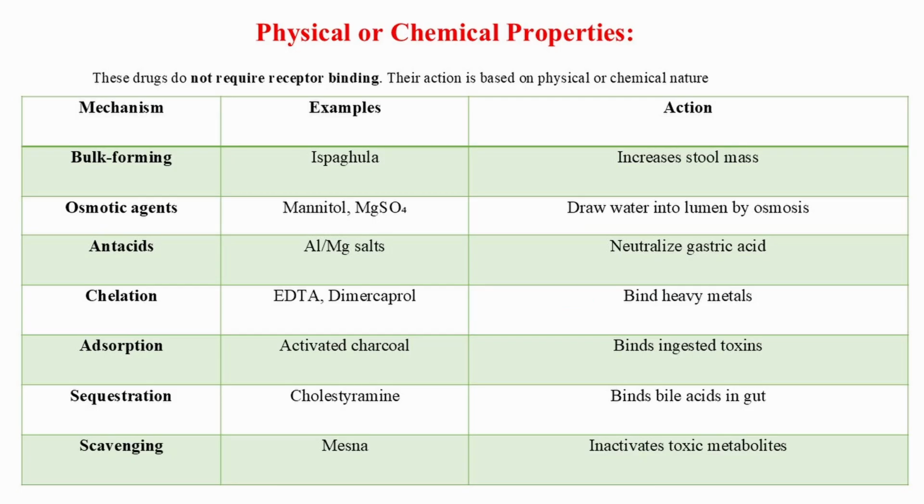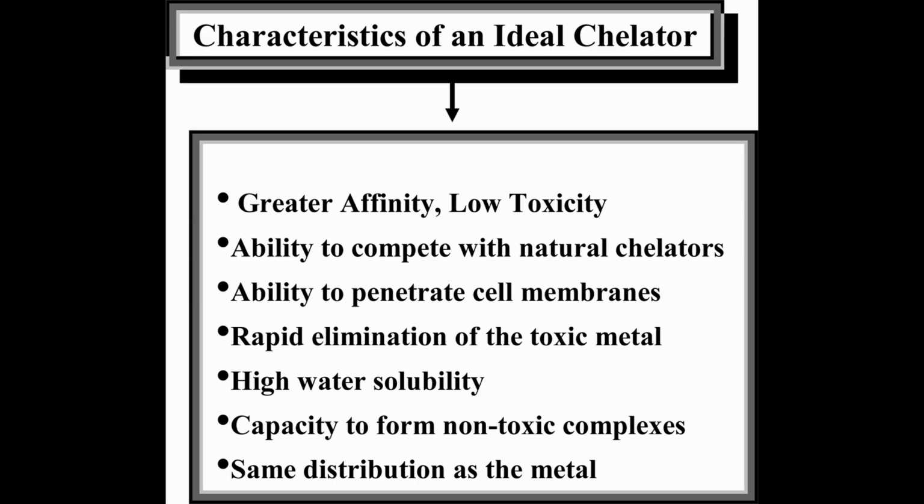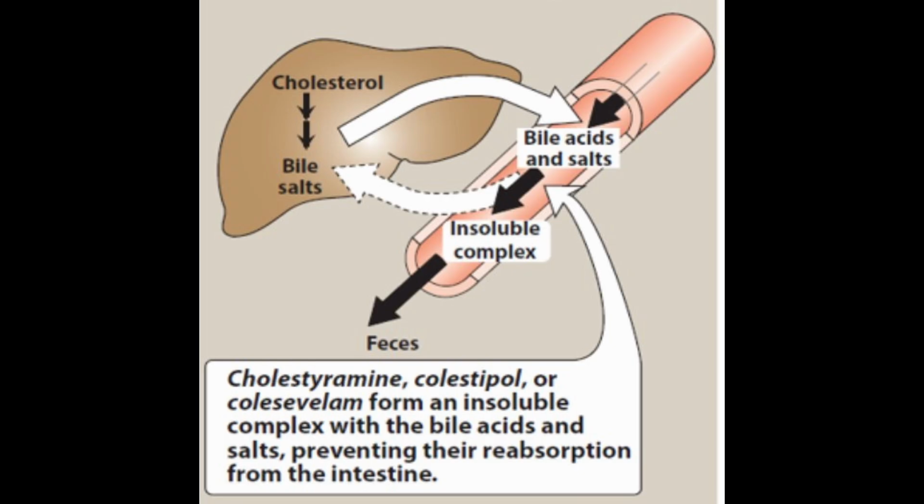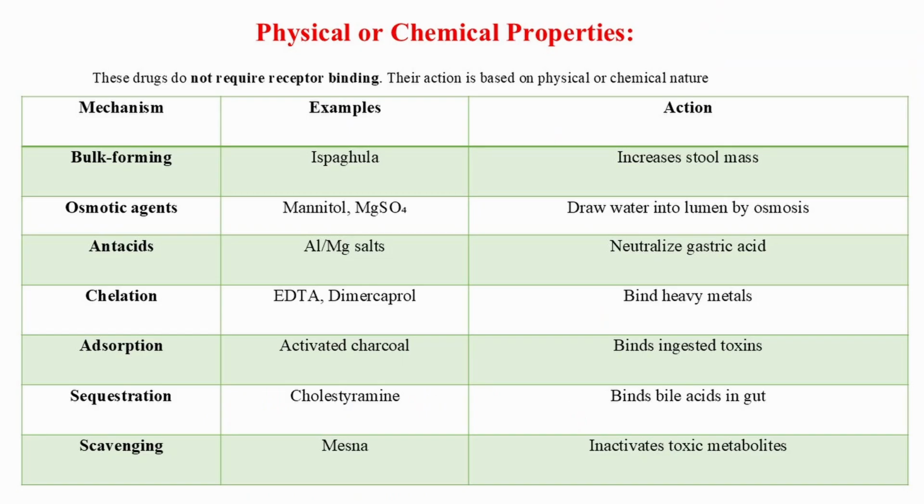Then coming to the other example, chelating agents like EDTA or dimercaprol bind and remove toxic metals from the body. These mechanisms are simple but powerful, like using physics and chemistry to nudge the body in the right direction.